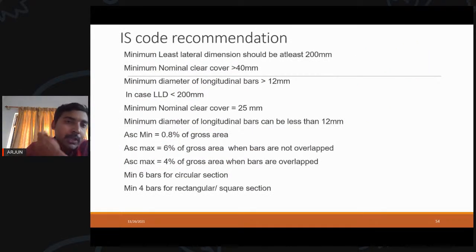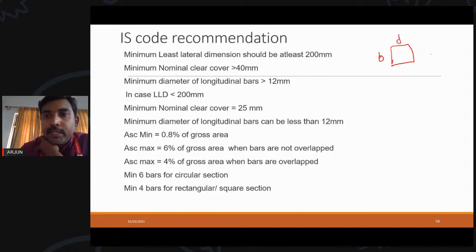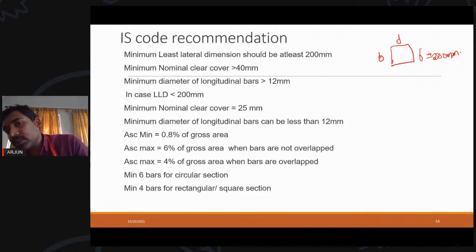Okay, so some of the IS code recommendations we discussed in the previous class: we should provide a minimum least lateral dimension. That means if you consider B and D, the minimum value of B and D should be equal to 200 mm. In no case should it be less than 200 mm. And minimum nominal cover should be greater than 40 mm for columns. However, it depends upon the fire rating, endurance time, and also the environmental conditions. That has been mentioned in the IS code book, IS 456.